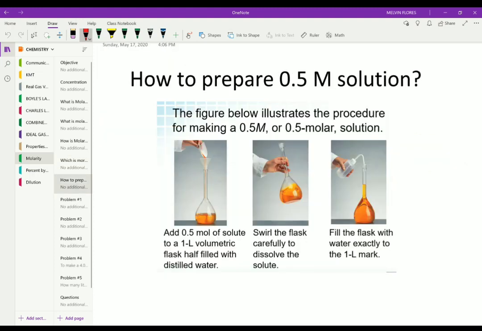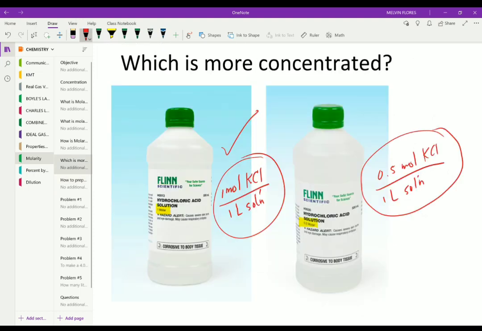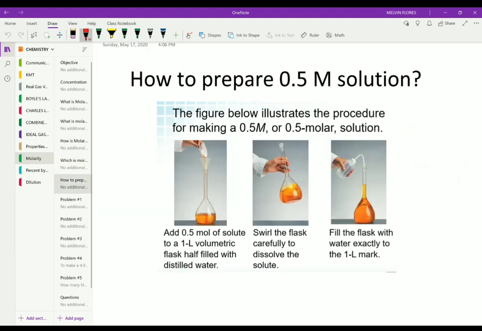And how to prepare the 0.5 molar solution. Let's say this is the 0.5 molar solution. How are you going to prepare this solution? Okay, so in preparing a 0.5 molar solution, we have to add 0.5 mole of solute to a 1 liter volumetric flask. So make sure that your flask is actually 1 liter in volume.